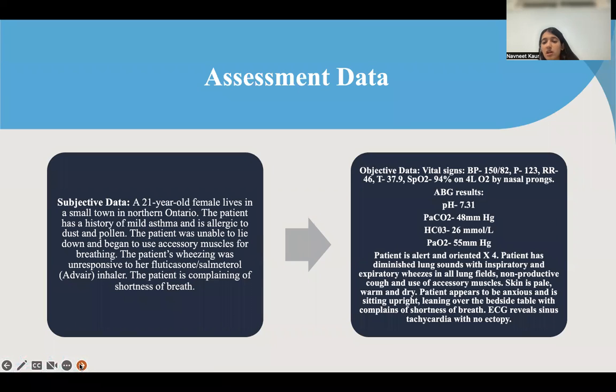The patient has diminished lung sounds with inspiratory and expiratory wheezes in all lung fields, a non-productive cough, and use of accessory muscles. Skin is pale, warm, and dry. The patient appears to be anxious and is sitting upright, leaning over the bedside table with complaints of shortness of breath. ECG reveals sinus tachycardia with no atopy. The ABG results show that the patient is having a respiratory acidosis.